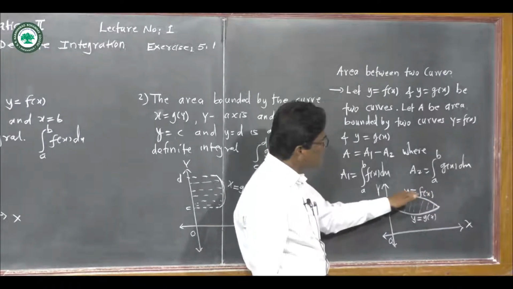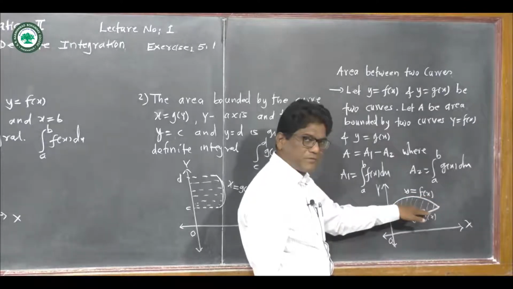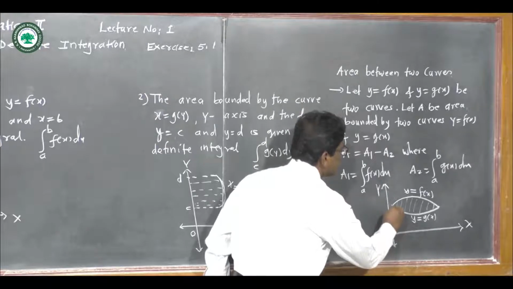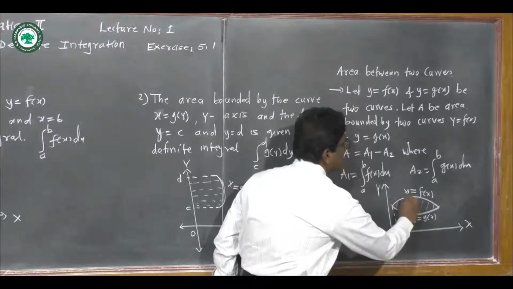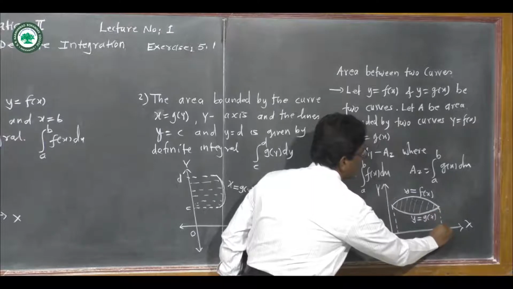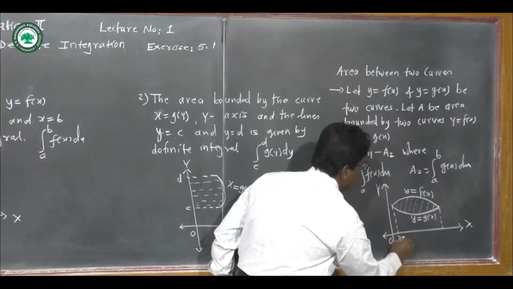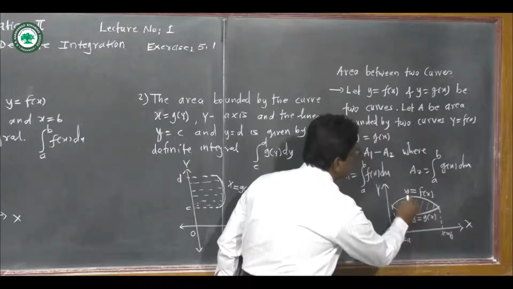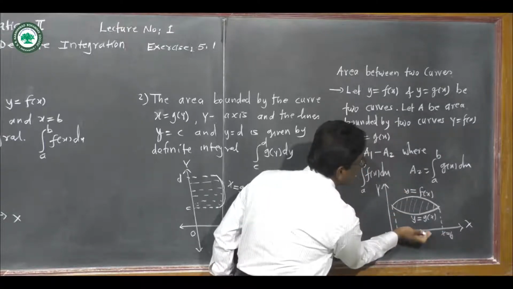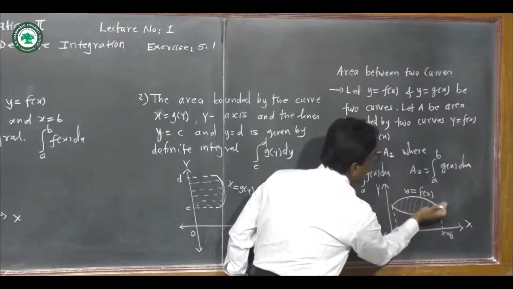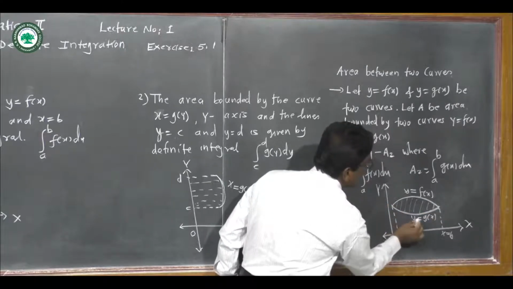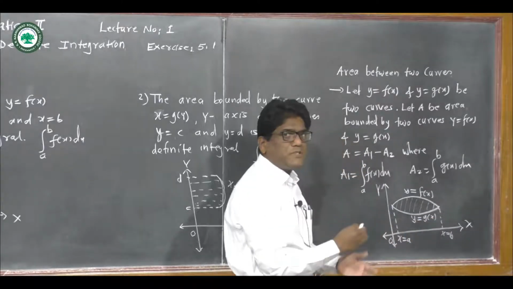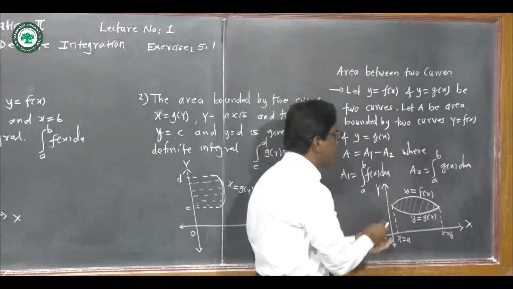Here the upper curve is f of x, this shaded portion, and the lower curve is g of x. So firstly we find the area under the curve y is equal to f of x. Suppose here x is equal to A and here x is equal to B. We find this whole area under the curve y is equal to f of x. Then take the area under the curve y is equal to g of x, means this area only. And then take the subtraction of these two areas. We get the required area.